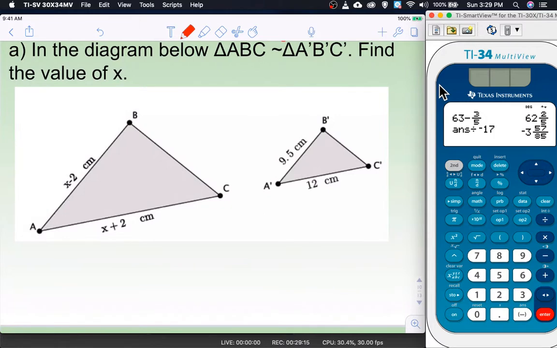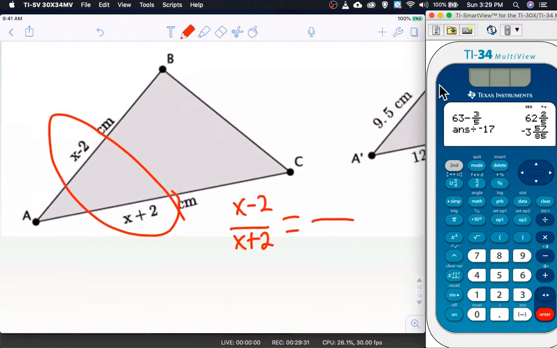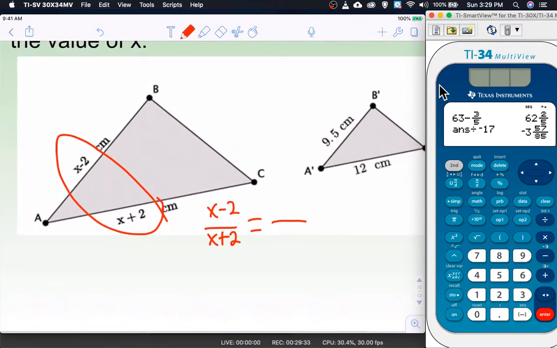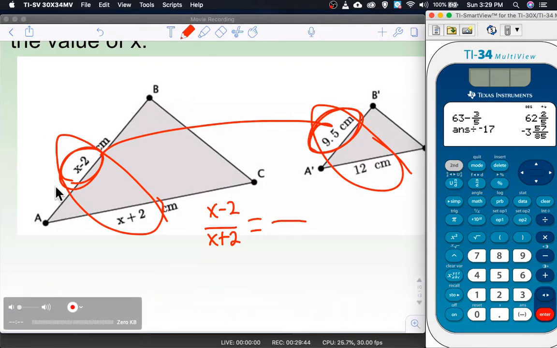So I'm going to set up a proportion. Blank equals blank. When I set up my proportion, I like to pick two sides of one figure as a ratio. So x minus 2 over x plus 2. And then I pick the same two sides of the other figure. I make sure they're corresponding. So x minus 2 corresponds to 9.5. It's the same piece, AB, but on the other picture.